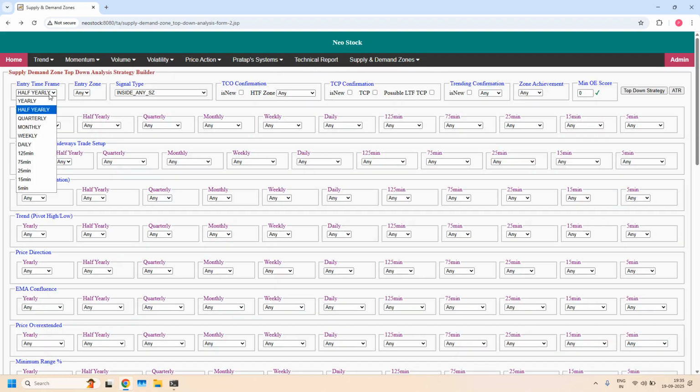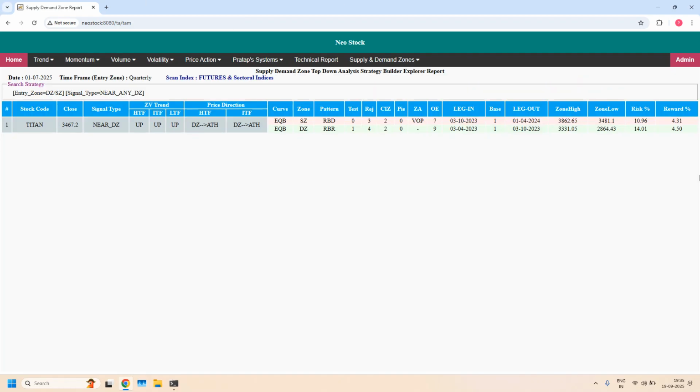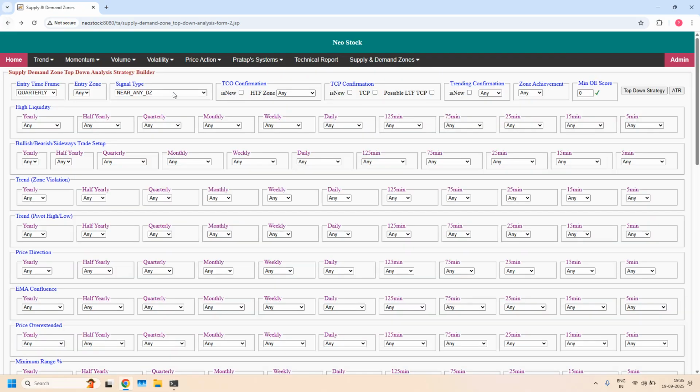Next time frame is quarterly. Stocks near to the quarterly demand zone. We got one stock. Next, stocks near to the quarterly supply zone. No stocks. Price closed inside the quarterly demand zone.